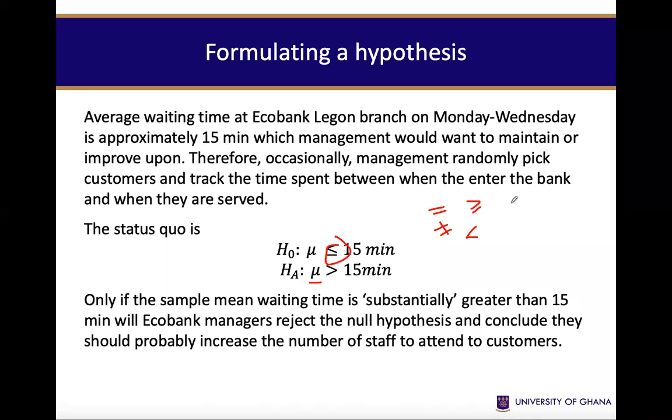Okay. Now here, occasionally the management will pick random companies. So we have the status quo, and only if the sample mean waiting time is substantially greater than 15 minutes will EcoBank reject the null hypothesis. So this question is telling us that they want to do something about it, and they first want to test whether the waiting time is substantially greater than 15 minutes. If they want to test that, then it means that the alternate will be greater than, and the status quo will be less than or equal to.